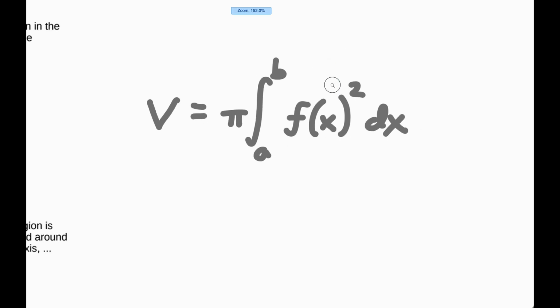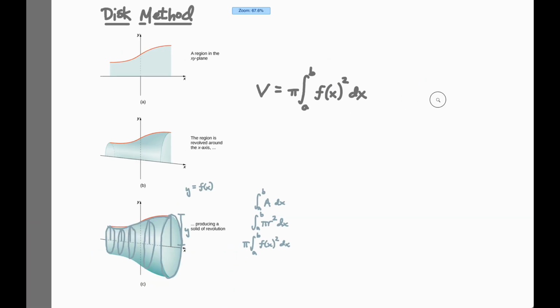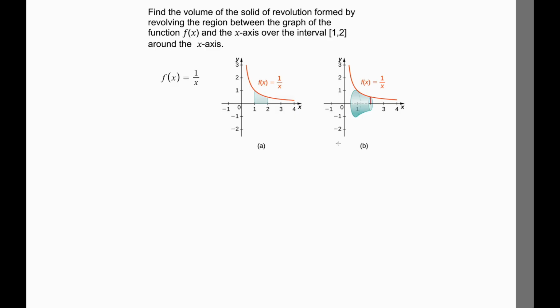Okay. To seal this in a little bit more, let's work out an example. So right here it says find the volume of the solid of revolution formed by revolving the region between the graph of the function f of x and the x-axis over the interval from 1 to 2 around the x-axis. Now, what I like about this graphic here is it actually shows the original graph. So we have the original graph right here, and then we're revolving it around the x-axis, and you get this shape right here. Okay. Now there's a volume to that shape.